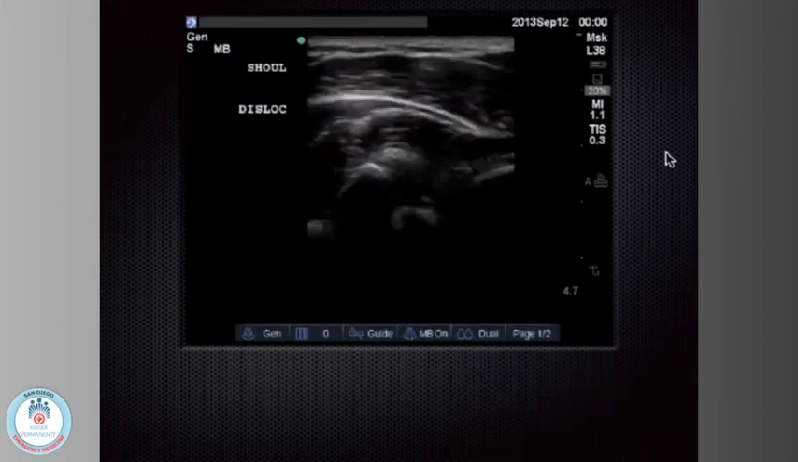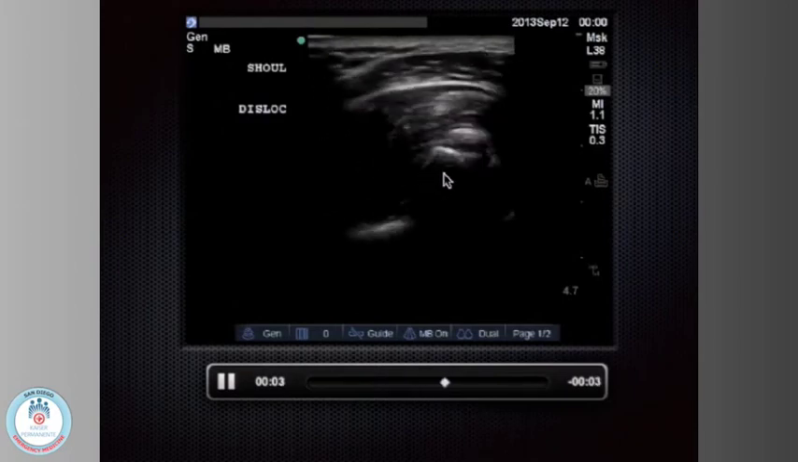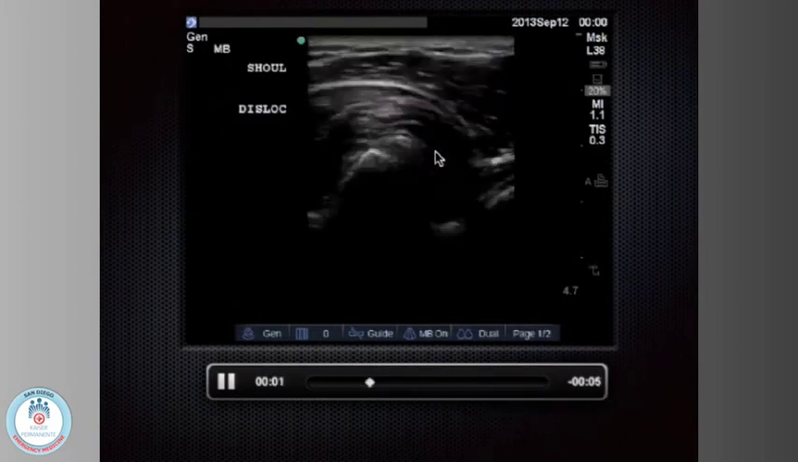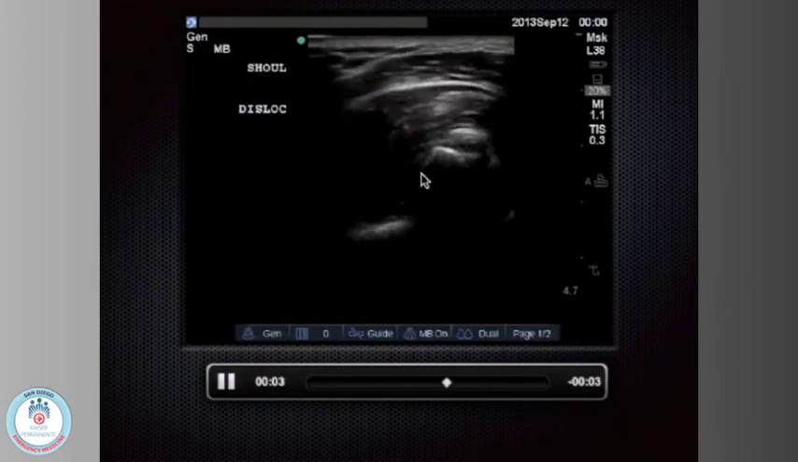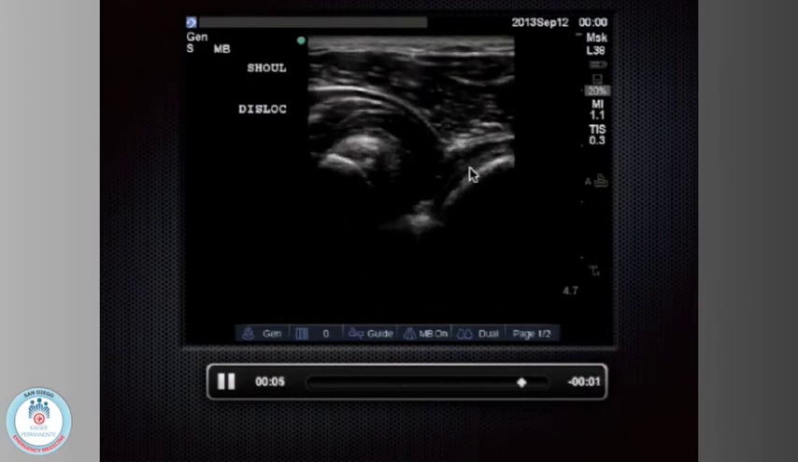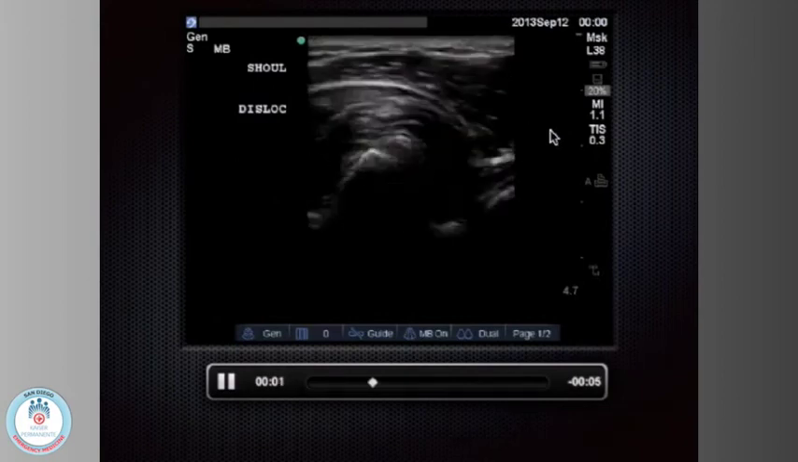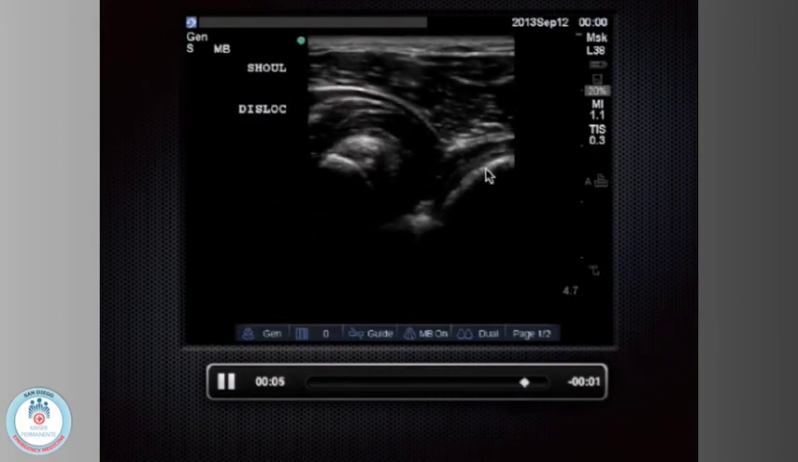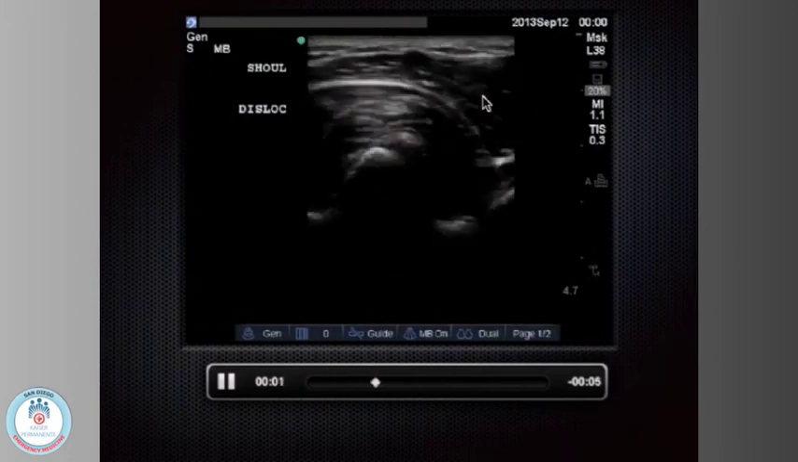So you can see this is somebody who can actively dislocate their shoulder like Mel Gibson did in that movie Lethal Weapon. And so you can actually see, this is the glenoid right here, and this is the head of the humerus over here, anteriorly dislocated. So right now it's dislocated anteriorly, and then now it's more posterior.